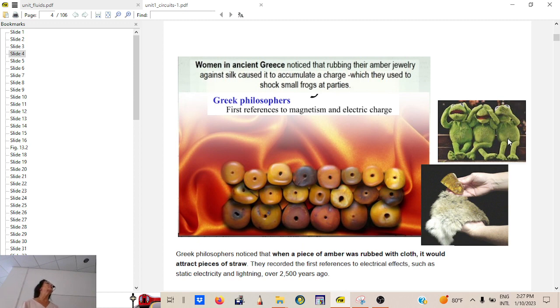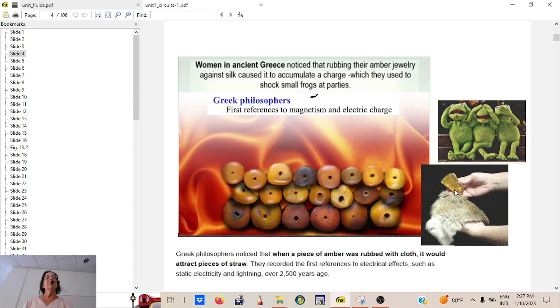When they were bored, you know, nothing to do, they didn't have TikTok, they didn't have all the social stuff, so they rubbed a piece of amber against their clothes and they would go and shock frogs, and the frogs would hop in despair, and that was very fun to watch, right? So they didn't understand what was going on. So I'm going to tell you what's going on just to introduce what's coming next.